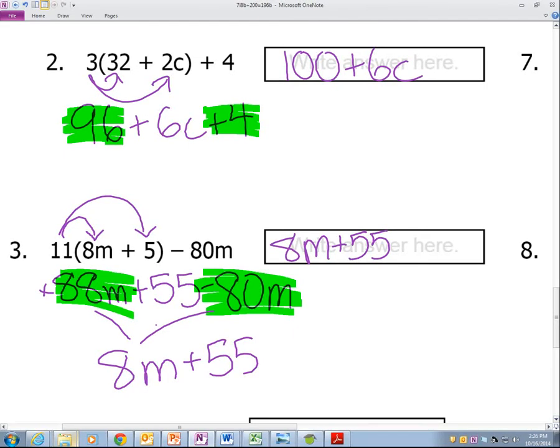Any questions on 2 or 3? Or any more questions on 2 or 3? Yes, ma'am. Okay, so I thought that you still picked up the Okay. You sure? Yes. All right.